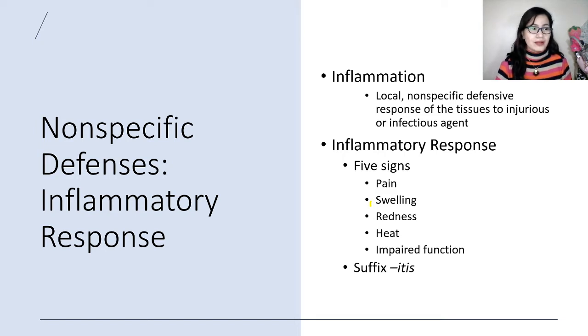More often than not, you can recognize inflammation by the term having -itis as the suffix of the word. So for example, appendicitis. That's the inflammation of the appendix. There's also conjunctivitis. That's the inflammation of the conjunctiva.